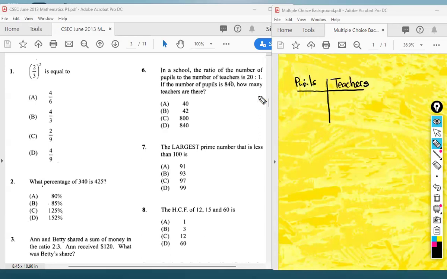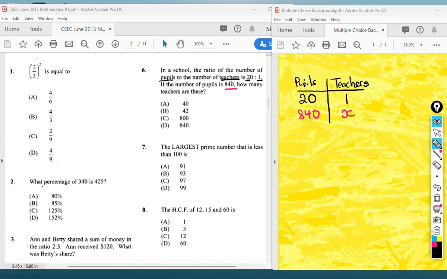Right. So the ratio of pupils to teachers is 20 to 1, right? So the 20 is for the pupils. So pupils is 20 and teachers is 1. The number of pupils is 840. So you put the 840 underneath here, and then you're trying to figure out how many teachers it has.